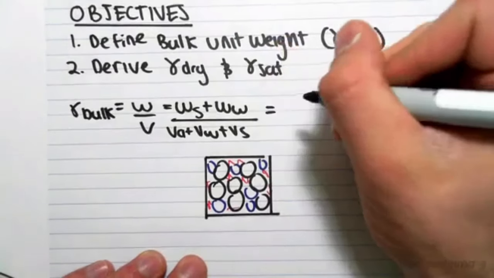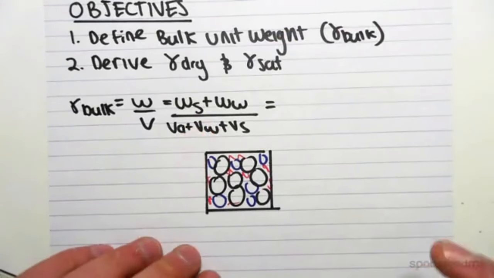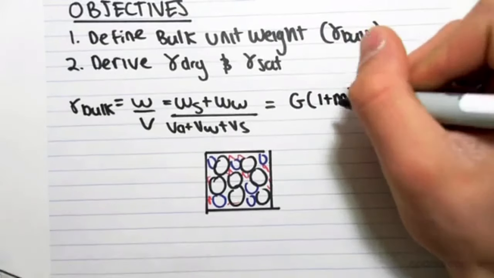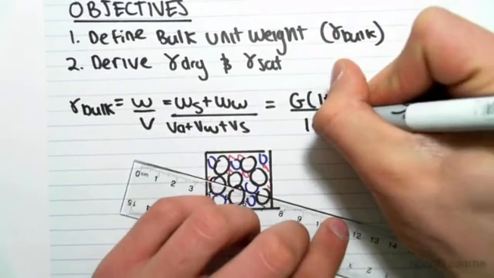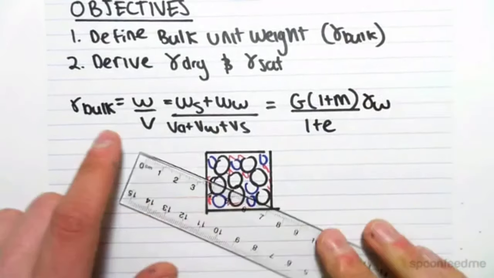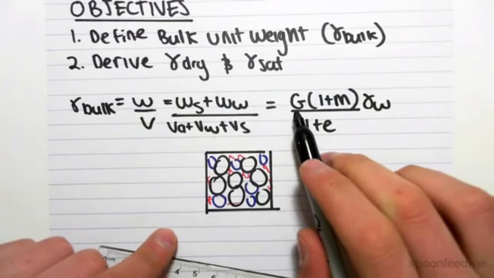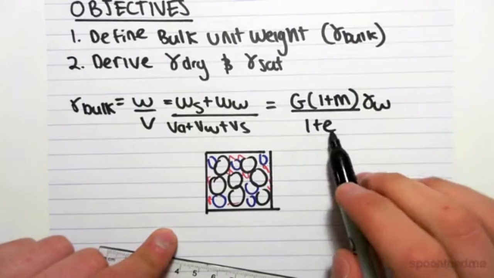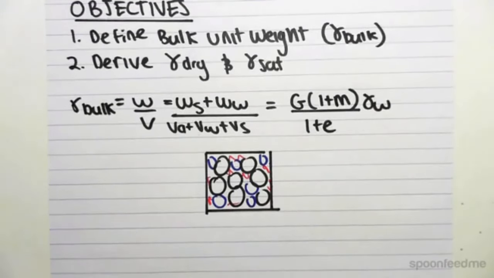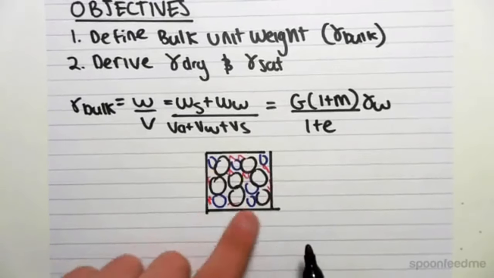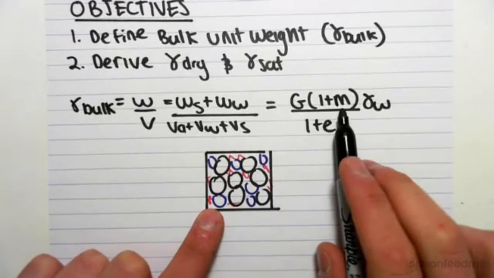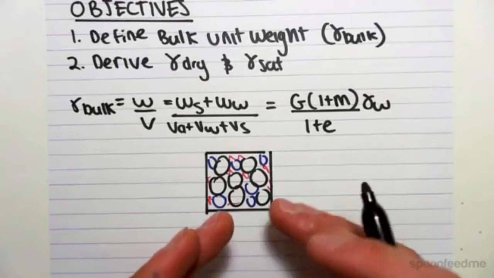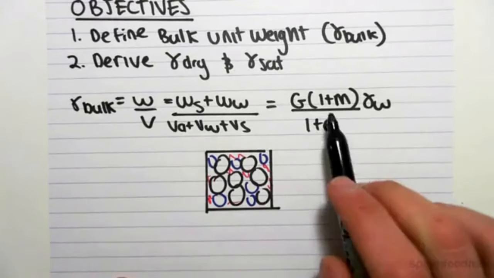I'm not going to go into how we derive it, but you're not going to be using this expression much. The main expression we're going to be working with is G on top of 1 plus M, on 1 plus E, times gamma of water. So the bulk unit weight is given by this formula: the specific gravity, times 1 plus the moisture content, times the unit weight of water, over 1 plus the void ratio. As you can see, this soil sample is dependent on the amount of moisture. We're going to look now at a completely dry sample and a completely saturated sample, and everything in between would use this formula.